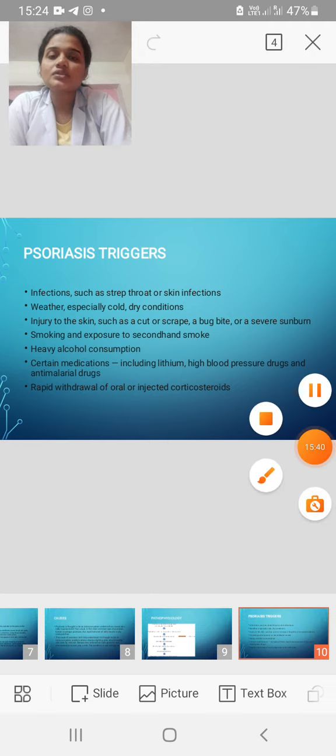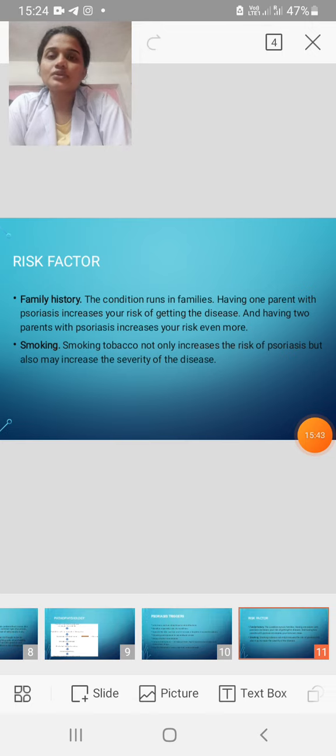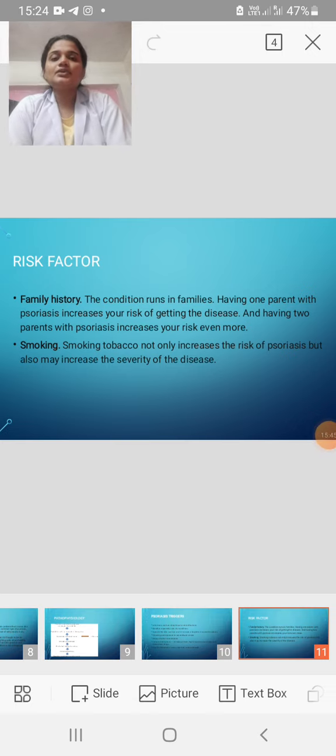The risk factors of psoriasis are family history and smoking. This condition runs in families. Having one parent with psoriasis increases your risk of getting the disease, and having two parents with psoriasis increases it even more. Smoking tobacco not only increases the risk of psoriasis but also increases the severity of the disease.